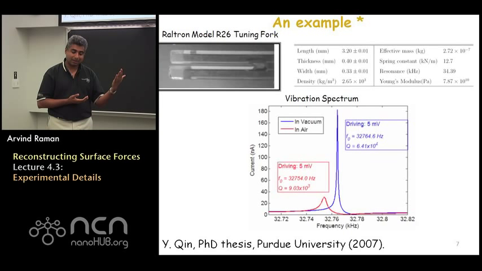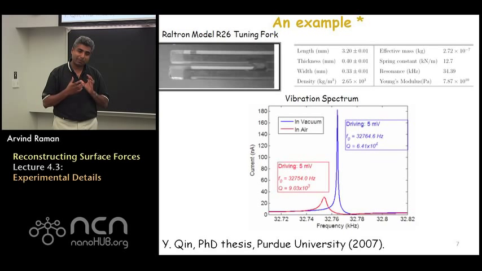What's shown on the y-axis in this graph is the current output from the tuning fork. Remember, as the probe oscillates, it's also going to generate a voltage which you can measure, and you can measure it in the form of a current as well. So the current's been measured along the y-axis. The frequency at which you're electrically exciting it is along the x-axis. One finds that when one measures this response in vacuum, you get a very high Q factor, but as soon as it is brought out into ambient conditions, the Q factor reduces and the resonance frequency actually drops a little bit due to the added mass of the surrounding air molecules and so on.